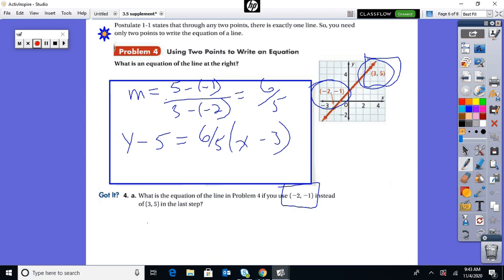All right, and here we go. So now I take y minus the y value, so I got to flip the sign. So now it's plus 1. 6/5 is still the slope, and then x, flip the sign on the 2, so plus 2, and there you go.